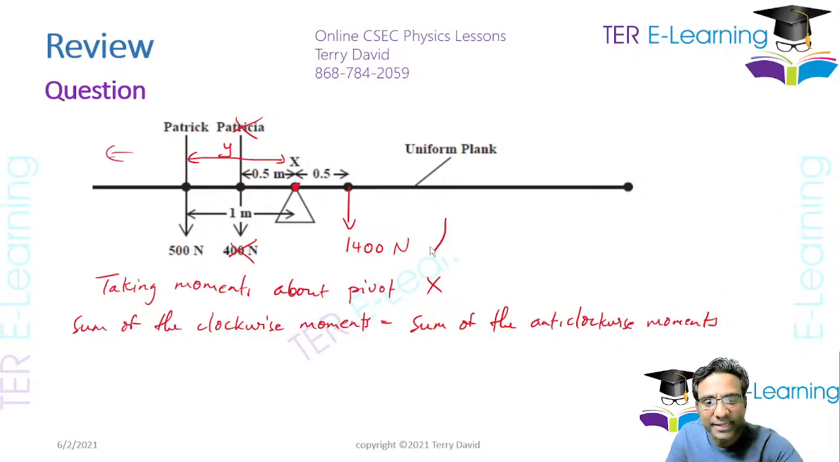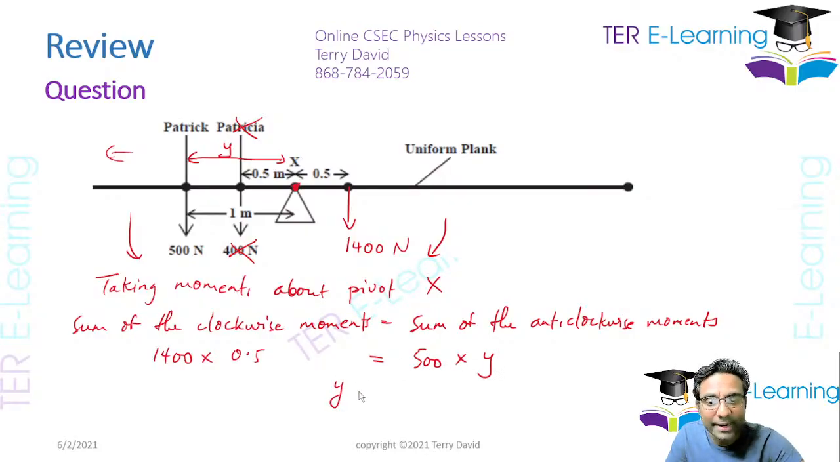The 1400 is acting clockwise, and this 500 is acting anti-clockwise. So this is going to be 1400 multiplied by 0.5 is equal to my anti-clockwise. The only anti-clockwise moment that we have here is the 500. So this is 500 multiplied by y. You don't know what y is.